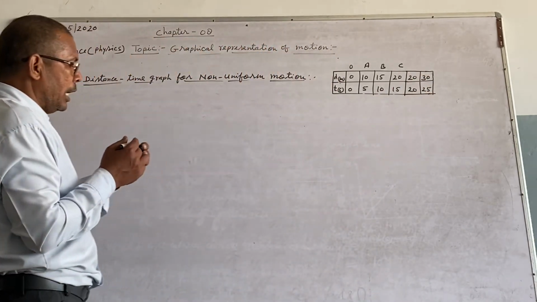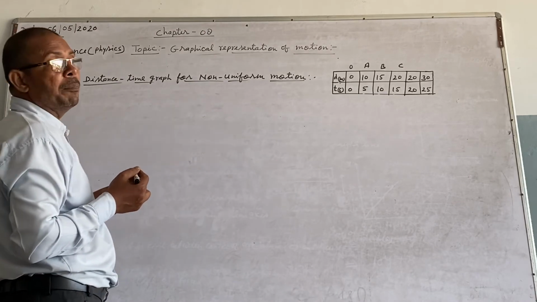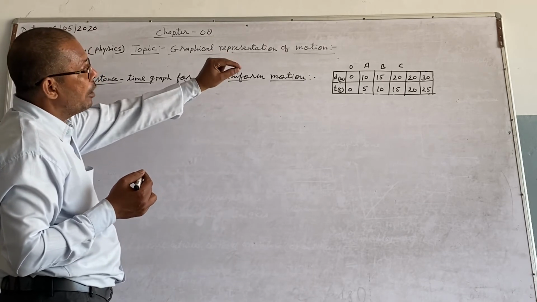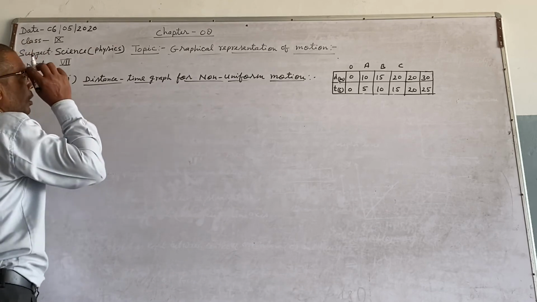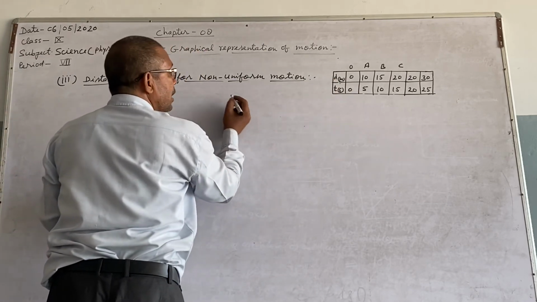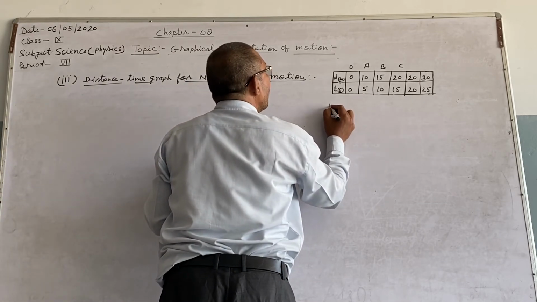So here body moves unequal distances in equal interval of time. That is, in every 5 seconds the distance covered by object is different, right? So using this data, please draw the distance time graph for non-uniform motion.